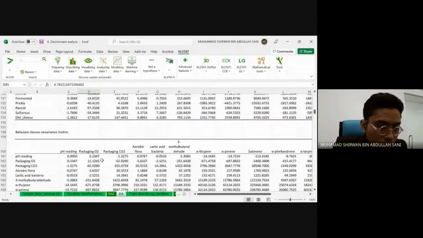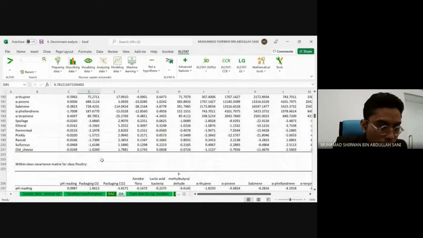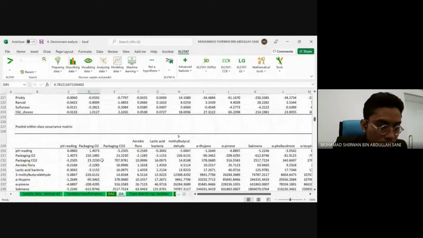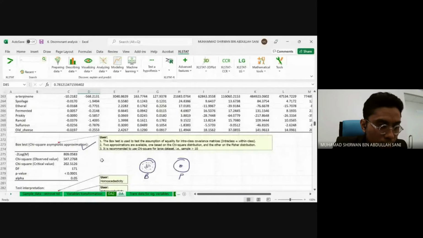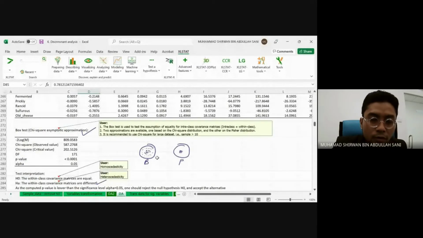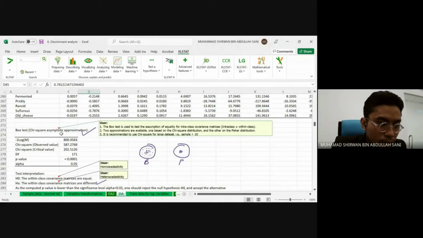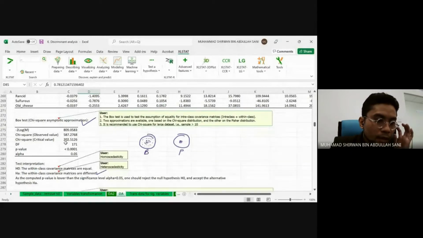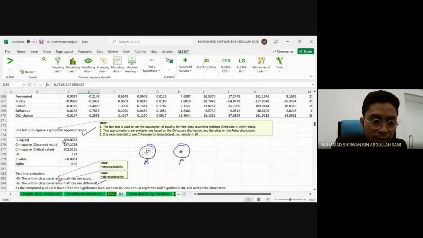Okay, I think I should go to the lower part. This is still the same. This is the one that we are looking for, similar to what we explained in our PowerPoint. So we have a Box test, chi-square asymptotic approximation. This Box test is used to test the assumption of equality of the intra-class covariance matrix, within classes. We have two classes here, bovine and porcine.